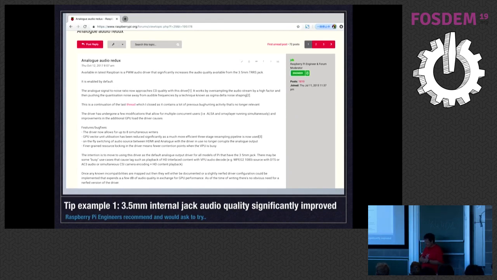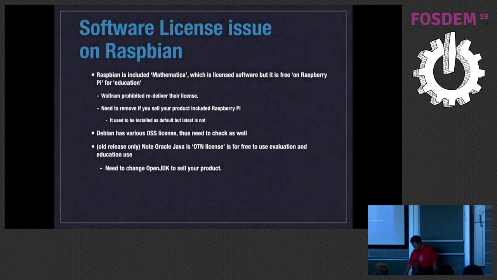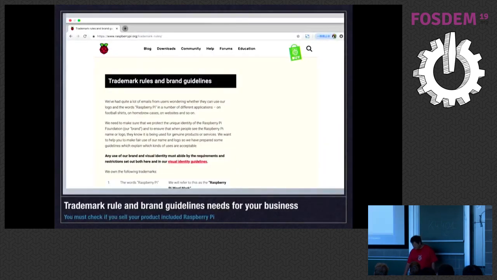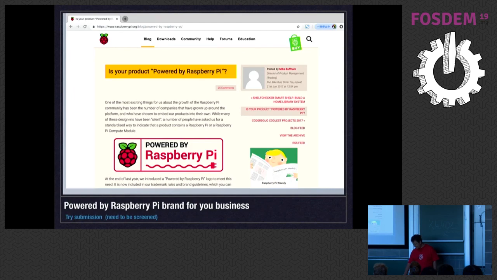Raspberry Pi is now improving its audio. The employees and developers at Raspberry Pi Trading are working on the internal audio jack, and high quality audio is now supported, so you can try it in our latest distribution. You can customize it in the boot config text. For the software issue, you may check the Debian issue and the trademark guidelines for business use of the popular Raspberry Pi name.